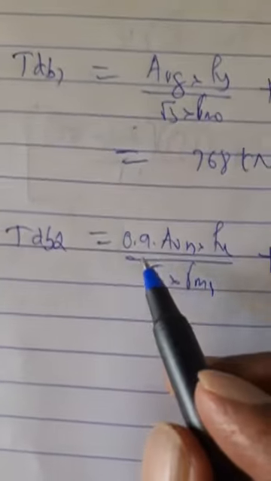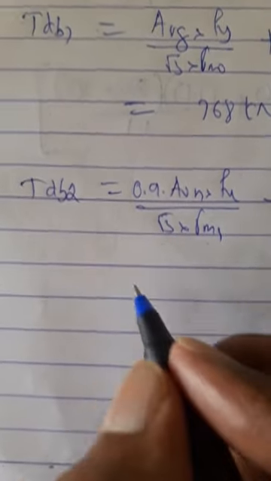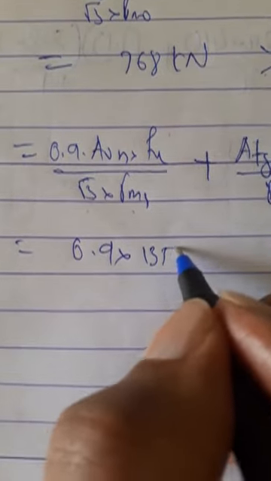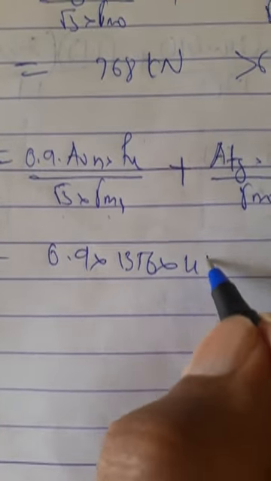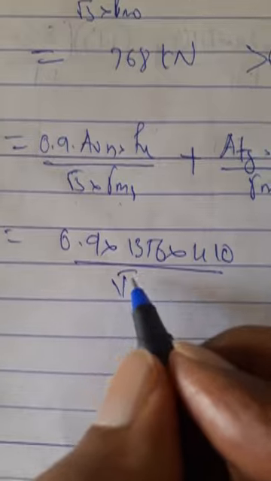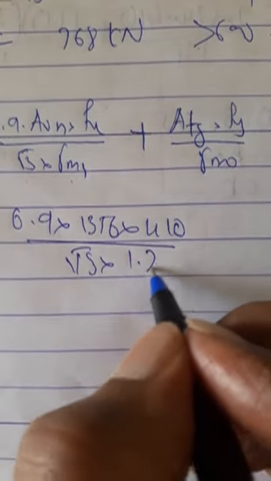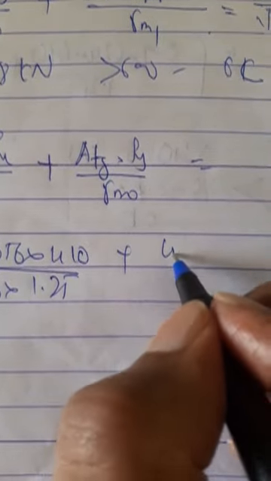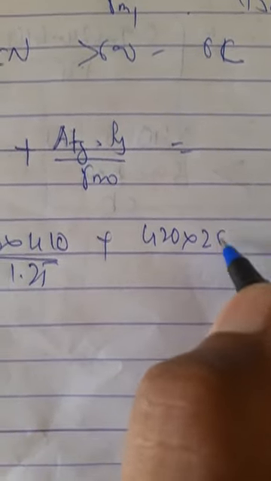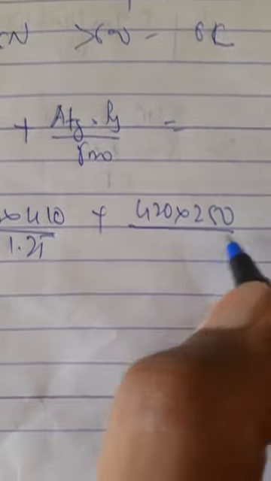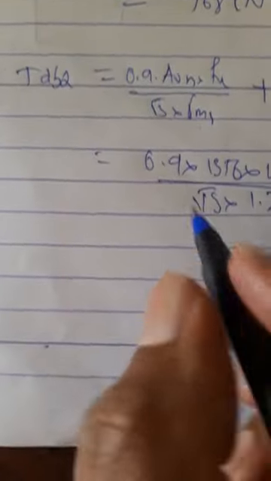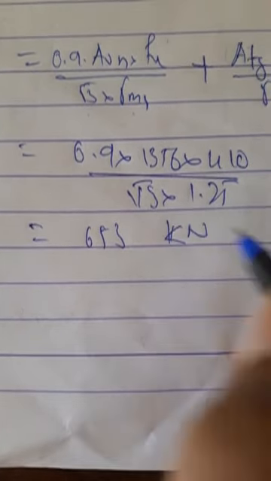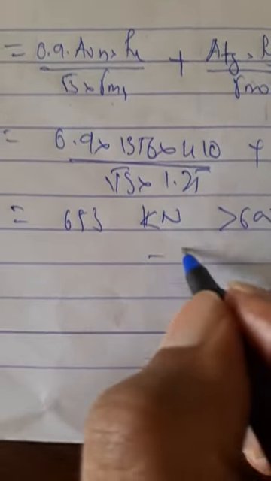Next, Tdb2: 0.9 Avn Fu by root 3 gamma m1. So 0.9 into Avn 1356 into Fu 410 divided by root 3 into gamma m1 1.25, plus Atg into Fy. Atg is 420, Fy is 250 divided by 1.1. So substituting all the values, you get 653 kilonewtons. This is greater than 600, hence okay.